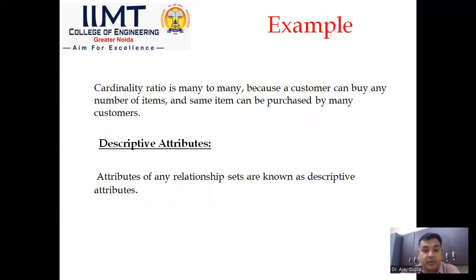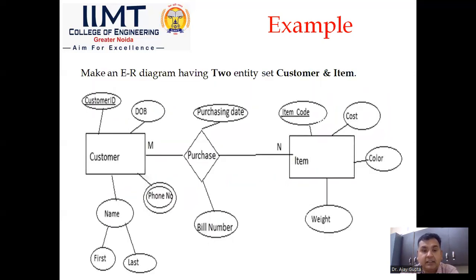The cardinality ratio is many to many. We have already discussed what the cardinality ratio is: how many instances of one class are attached to how many instances of another class. Here in our case, the cardinality ratio is many to many because a customer can buy any number of items and the same item can be purchased by many customers. Let's see in the diagram.